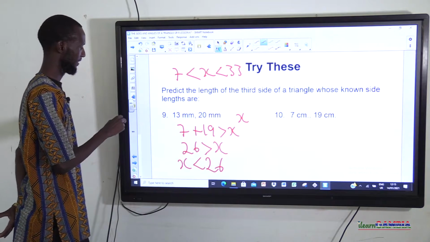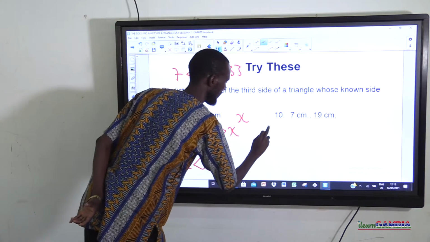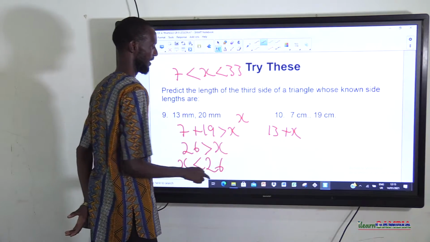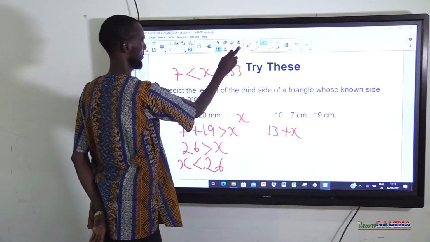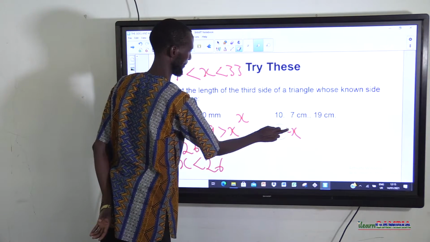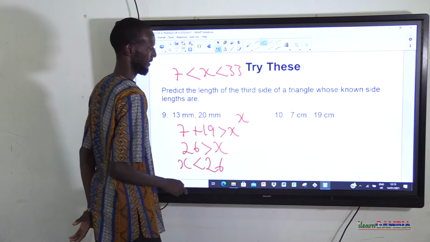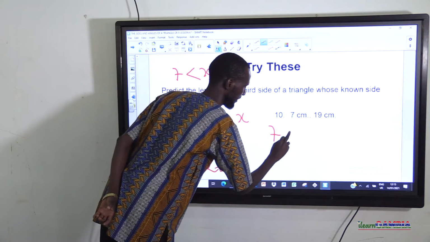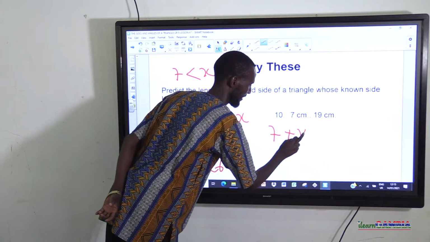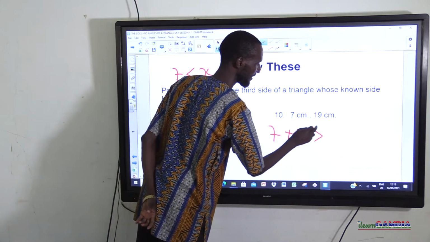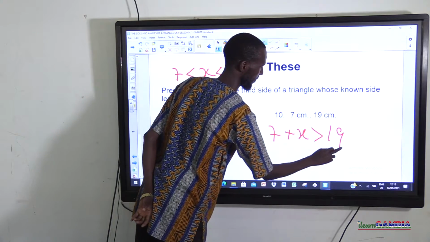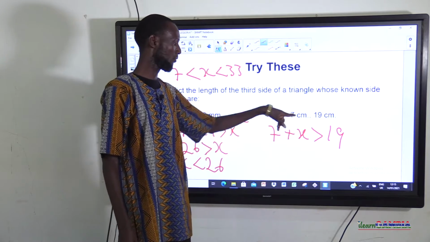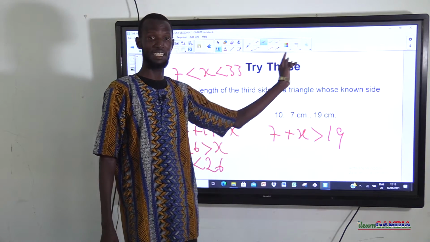Then, next, if we take the first side, 13 plus the third side, nope, not 13. Okay, the first side is actually 7. If we take 7 plus the third side, which we have chosen x to represent, that has to be greater than this 19. Then we can now see what values we can put here, because 7 plus the third side has to be a number greater than 19.